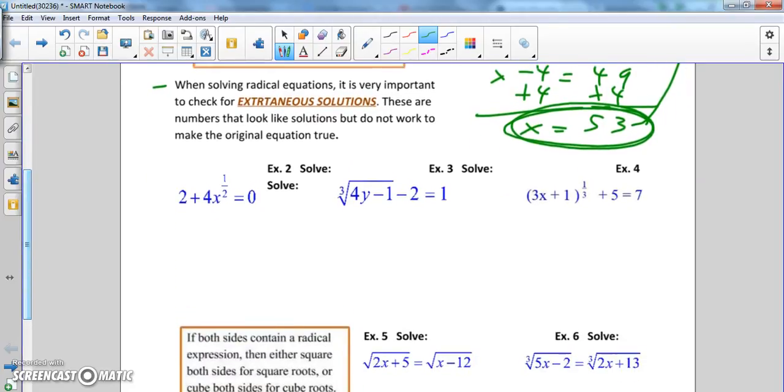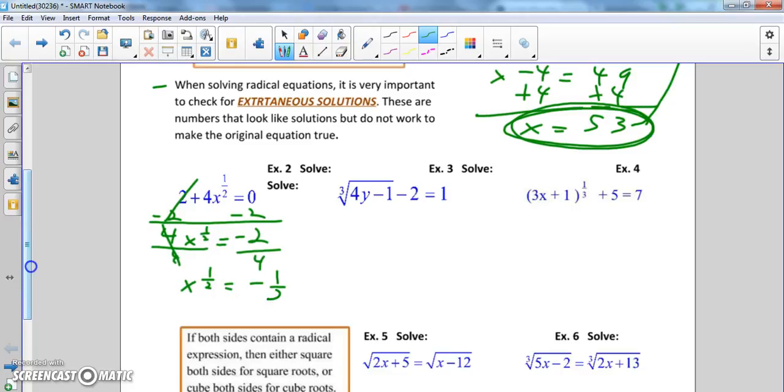So, let's go to example 2. 2 plus 4x to the 1/2 power equals 0. So here we go. I want to subtract 2 from both sides. That is going to give me 4x to the 1/2 equals -2. Now I divide by 4. That gives me x to the 1/2 equals -1/2.